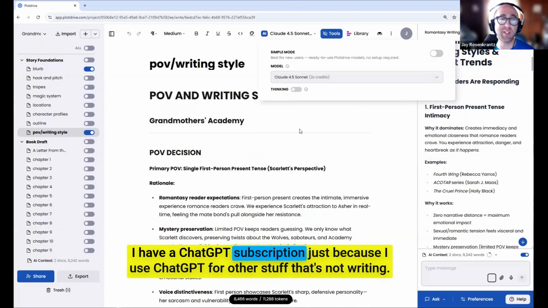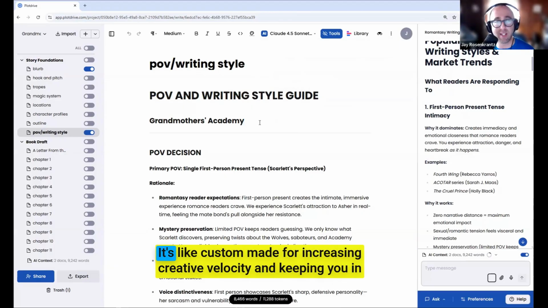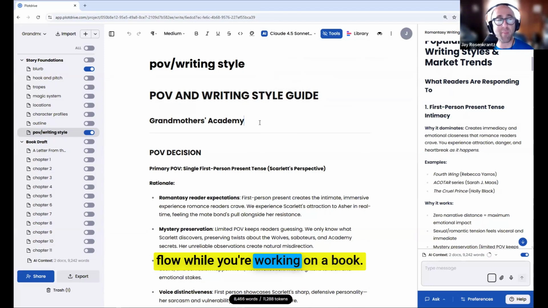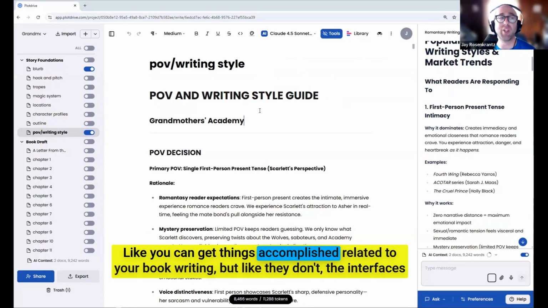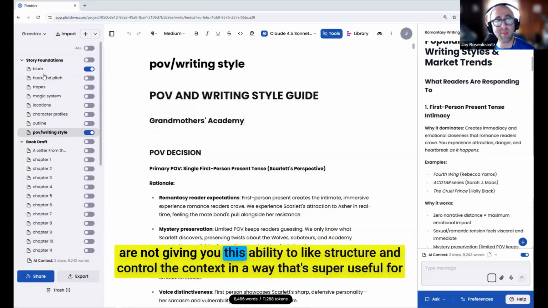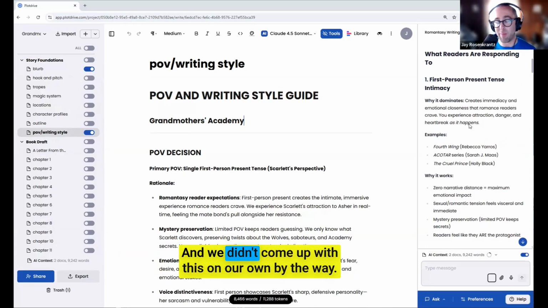I have a ChatGPT subscription just because I use ChatGPT for other stuff that's not writing. But the great thing about Plotdrive is that it's a proper writing studio for creating books. It's custom made for increasing creative velocity and keeping you in flow while you're working on a book. Whereas ChatGPT or Claude are not designed for book writing. You can get things accomplished related to your book writing, but the interfaces don't give you the ability to structure and control the context in a way that's super useful for authors and the business of book publishing.